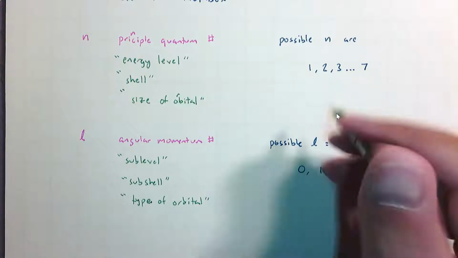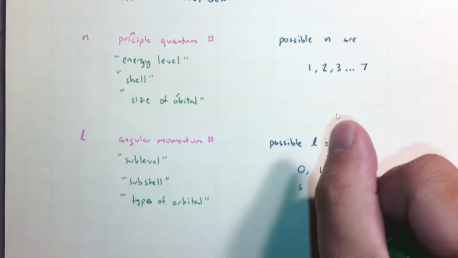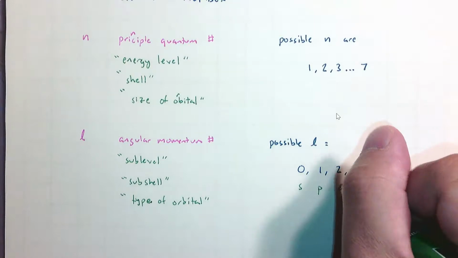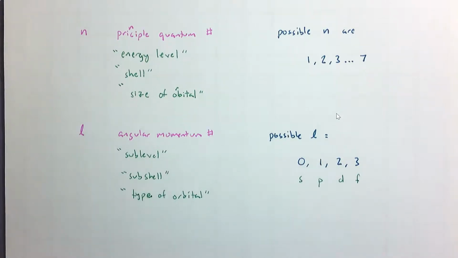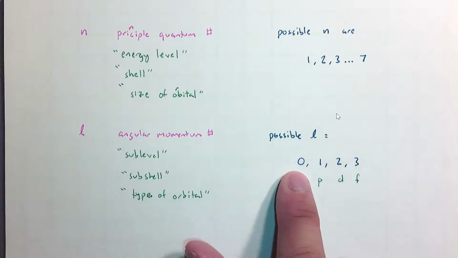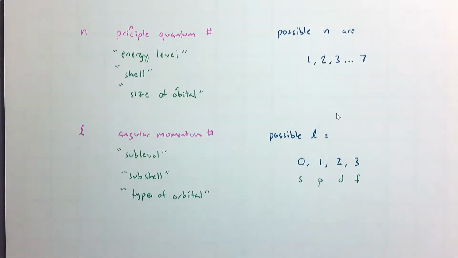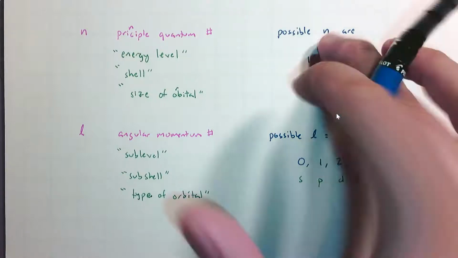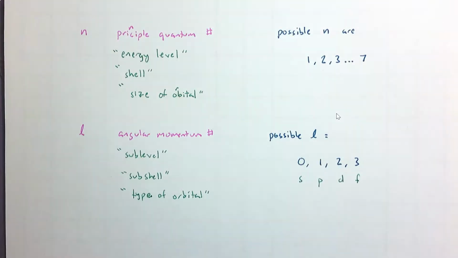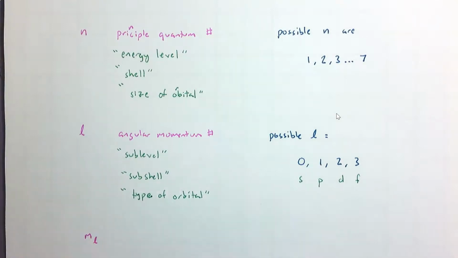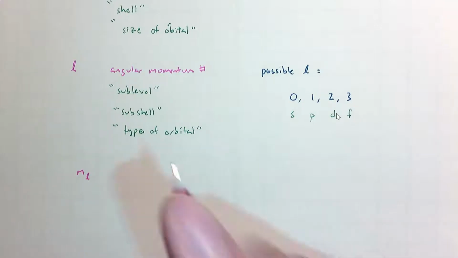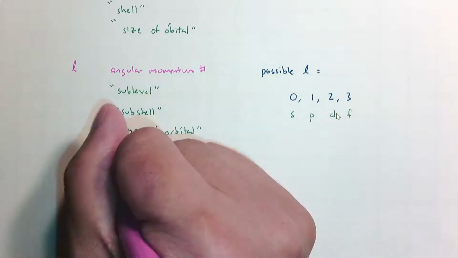Why? Because we have s orbitals, p orbitals, d orbitals, and f orbitals for our universe, our periodic table. They started with 0. I know this sounds a little bit strange, but we'll go over reasons and tricks to memorize the possible n's and the possible l's in just a bit. We'll also have tricks to memorize the possible m sub l's. So what's m sub l? M sub l is the magnetic quantum number.